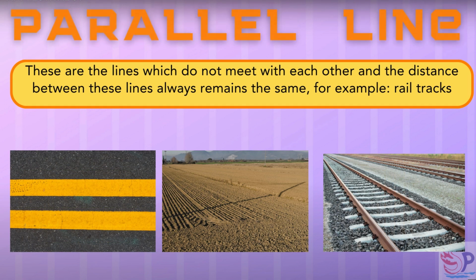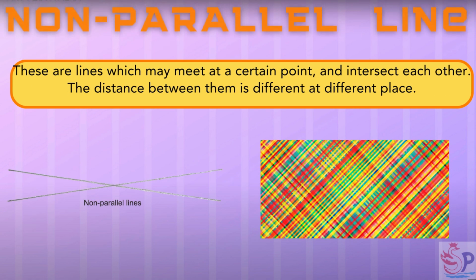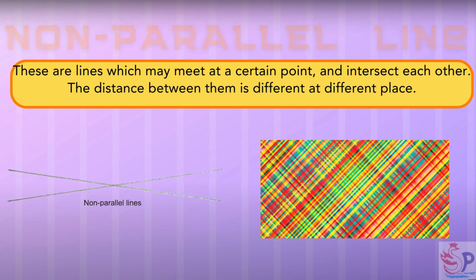Parallel lines. These are lines which do not meet each other, and the distance between these lines always remains the same. For example, rail tracks. Non-parallel lines. These are lines which may meet at a certain point and intersect each other. The distance between them is different at different places.